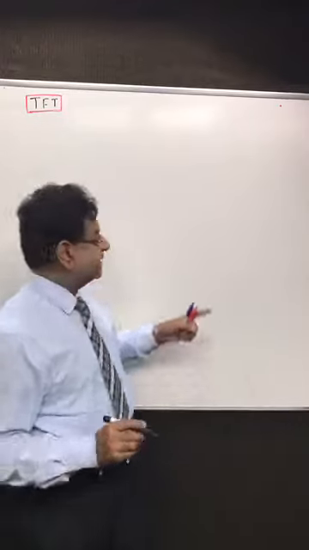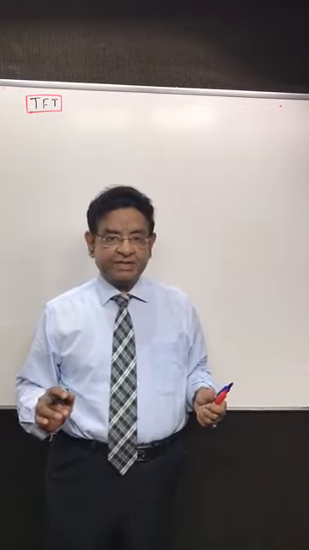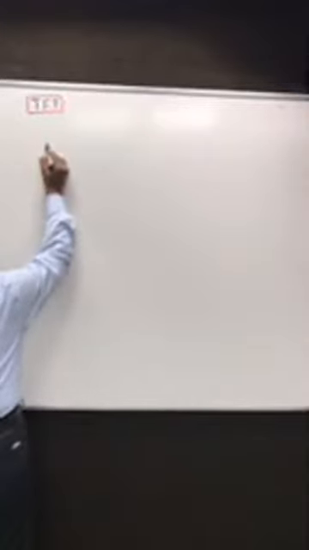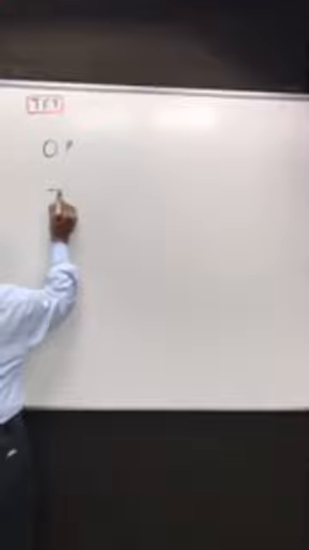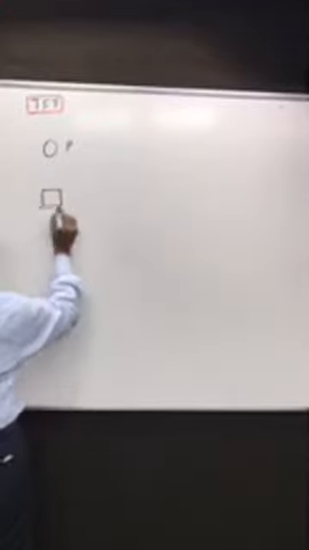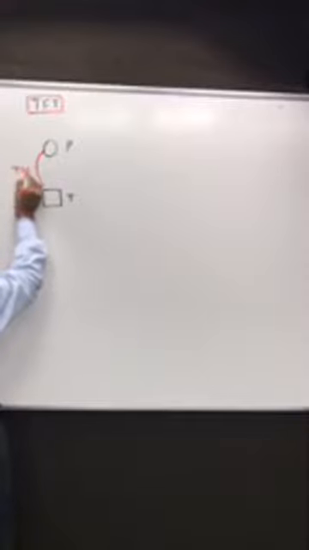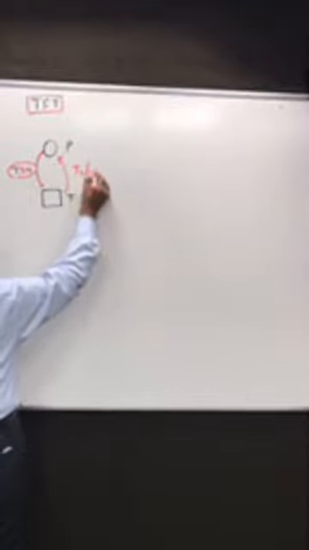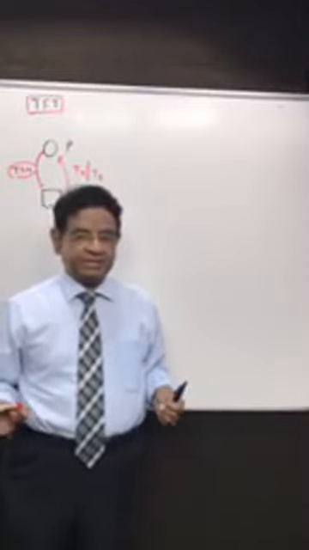Thyroid function test. Before we discuss thyroid function test, let's learn the basic concept about the physiology. In the physiology, we have the pituitary, and here is the thyroid gland. From the pituitary comes the TSH, and from the thyroid comes T4 and T3, and they have a negative feedback on TSH.